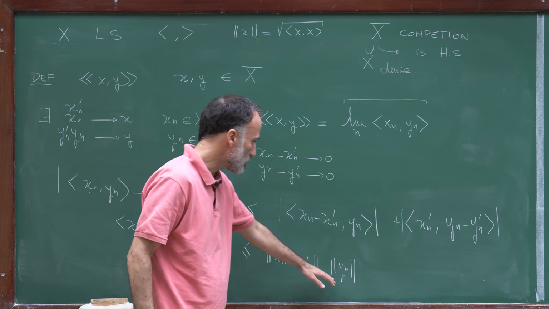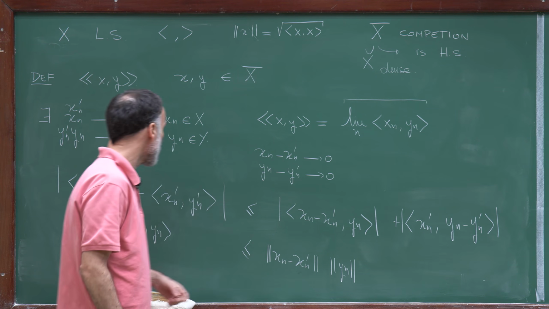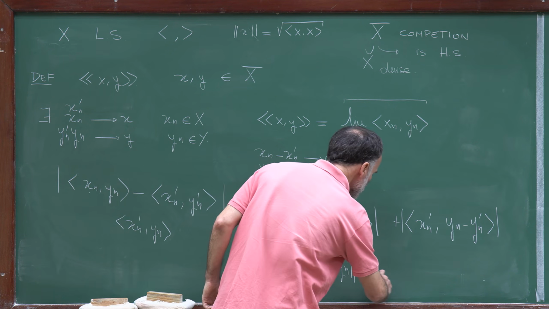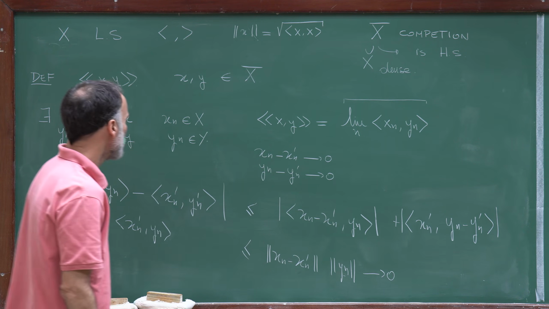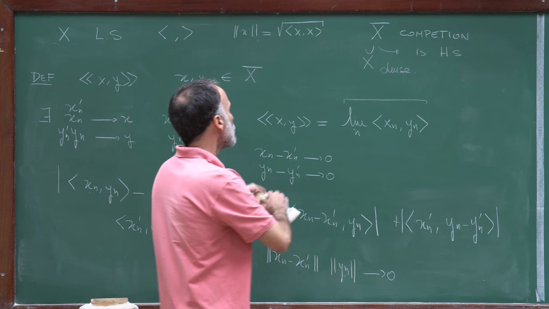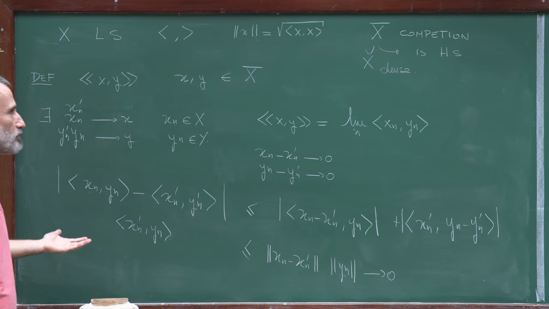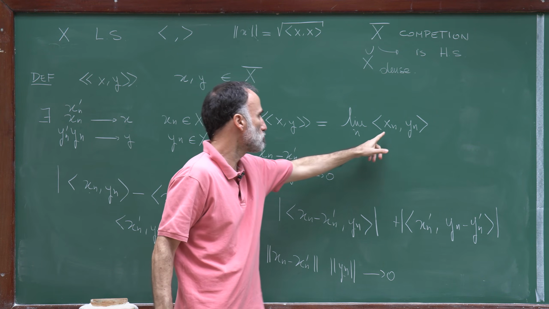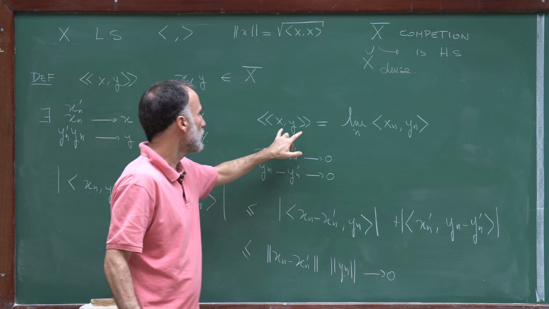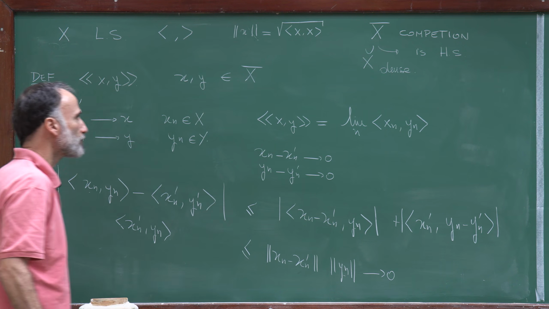The norm of yn is bounded because yn is a Cauchy sequence. xn and xn' are converging to the same element, so the difference is going to 0. So this is going to 0, and therefore this limit does not depend on the chosen sequence. So this is well defined. For any x and y, we can find a sequence xn of points in X and yn of points in X, and we can define this scalar product as this limit.